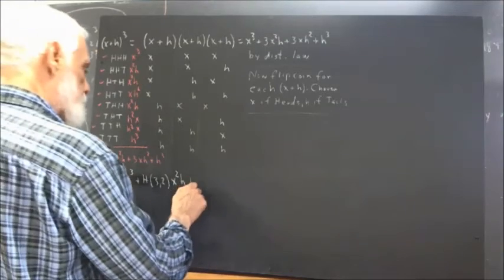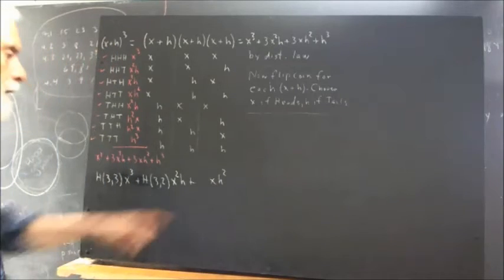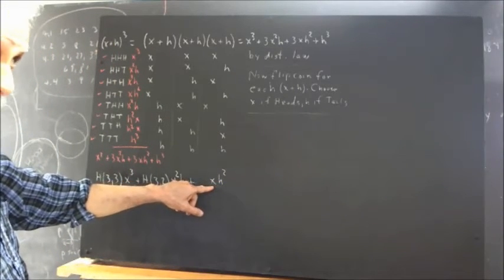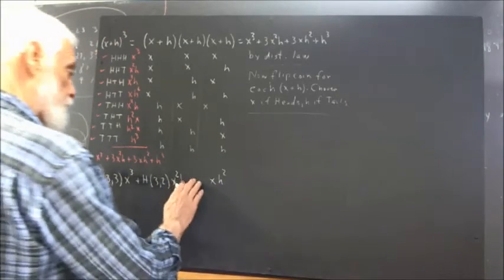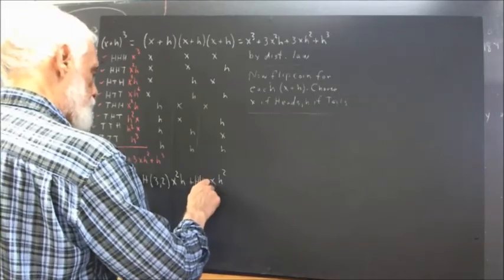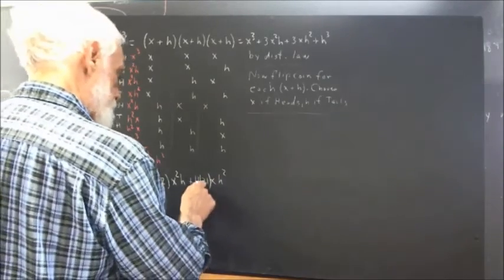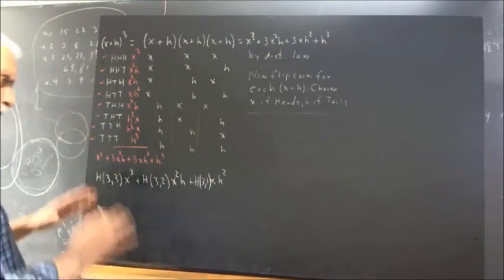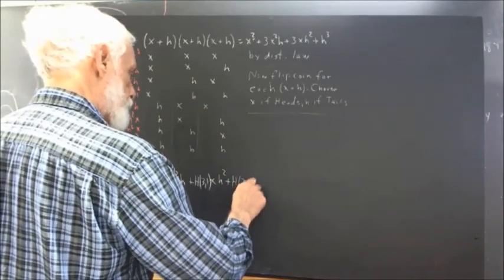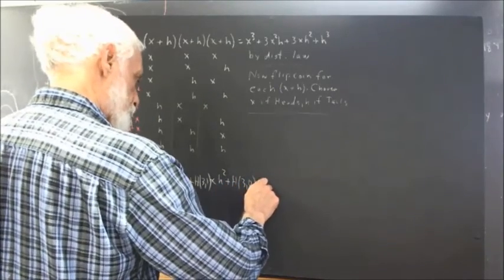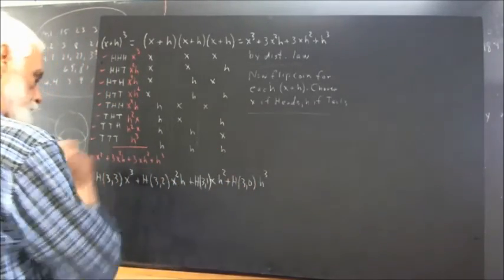And then if I want to get xh squared, how many ways are there to do that? Well, to get an x, I've got to get 1 head. To get an h squared, I've got to get 2 tails. So there's just 1 head involved, so that's h of 3, 1 times xh squared. Didn't leave myself enough room to write that, but hopefully you can see that. And then you can certainly see why we have h of 3, 0 times h cubed, because h cubed comes about when you don't have any heads.